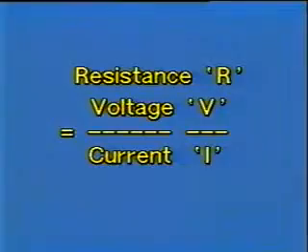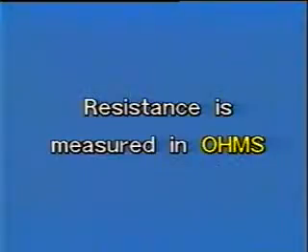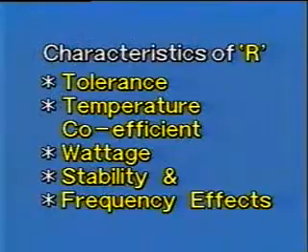Let us now summarize what we have learnt so far. Resistance R of a conductor is the ratio of voltage V to current I. Resistance is measured in ohms. Some of the characteristics of resistors are tolerance, temperature coefficient, wattage, stability and frequency effects.